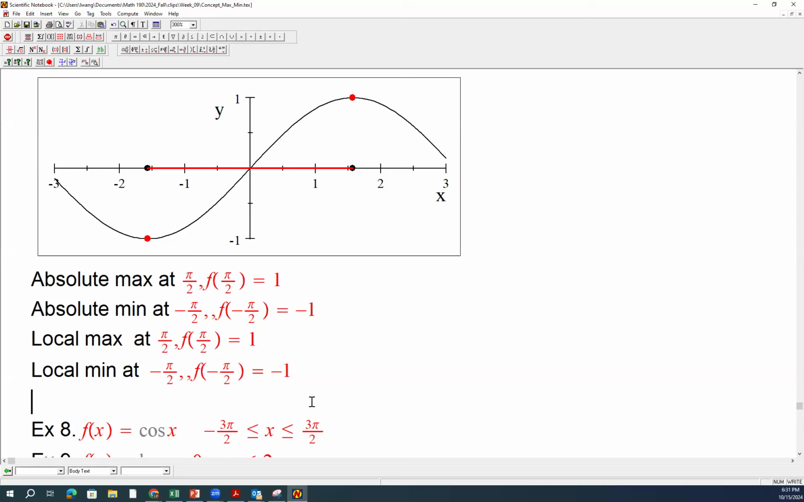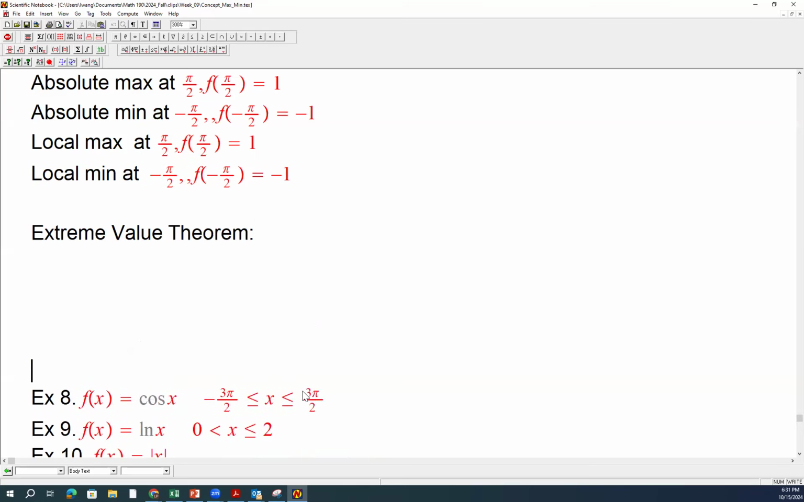Well, as a matter of fact, this is the time we're going to introduce the extreme value theorem. What is the extreme value theorem? Okay, extreme value. So what are the extreme values? In our consideration, extreme values are either max or min, whether it's local max, local min, absolute max, absolute min. Those are called extreme values.